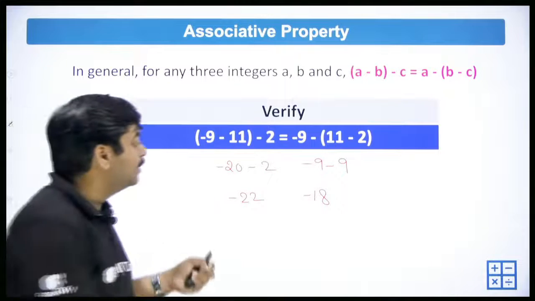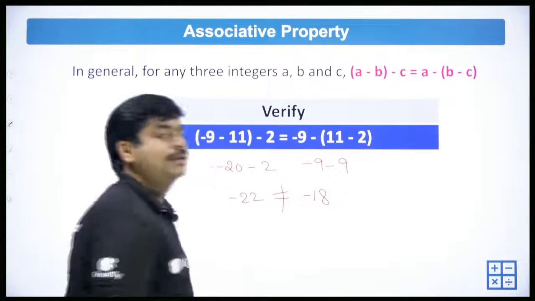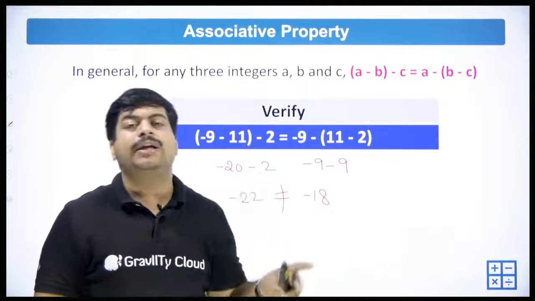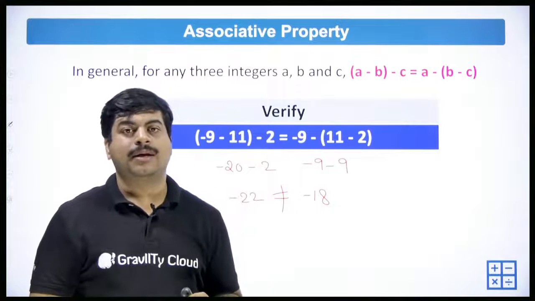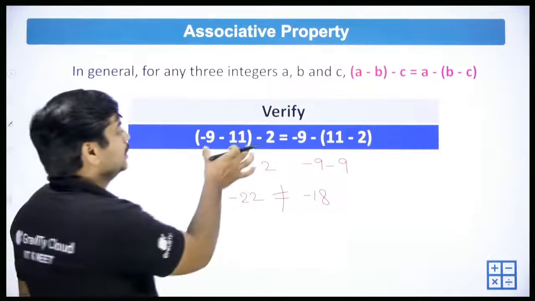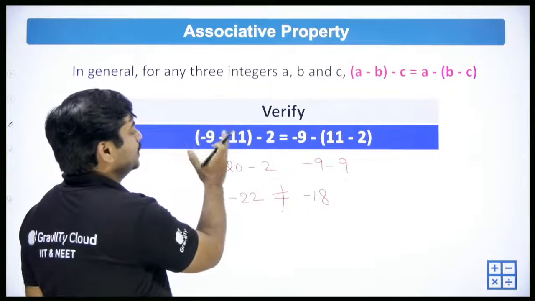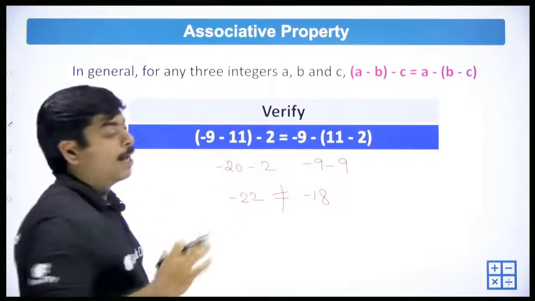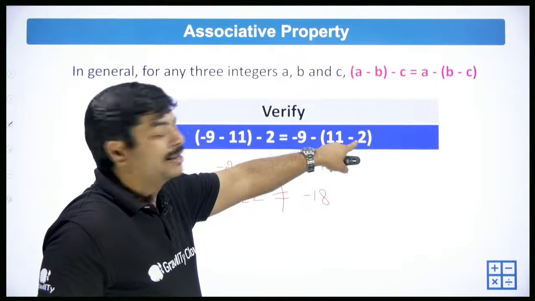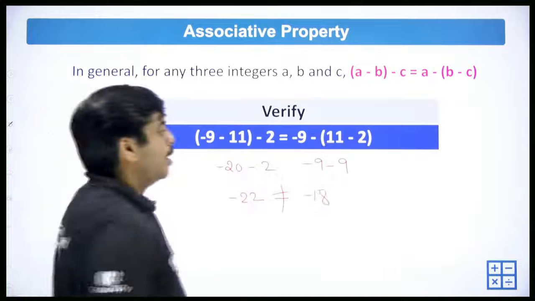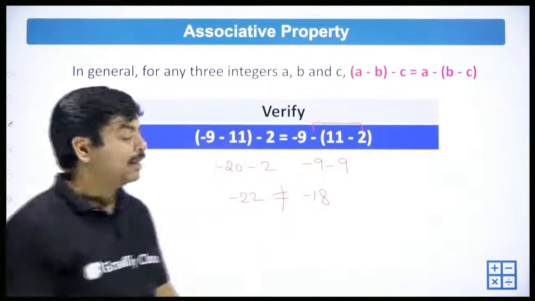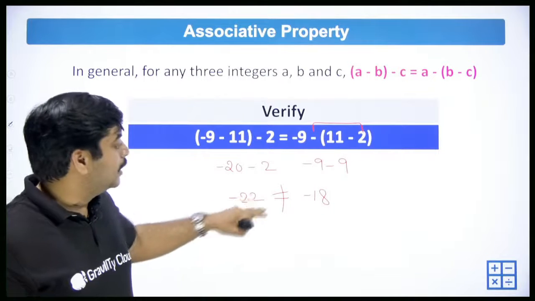Why are we getting this difference? Why are these two numbers not the same? Because we have a property, negative into negative is positive. Here you can see all these are negatives. Minus 9, minus 11, minus 2, we got minus 22. But here, minus 9 is correct, minus 11 is correct, but minus of minus 2 will give you plus 2, and that is the difference. That is the way we are getting minus 22 here and minus 18 here.